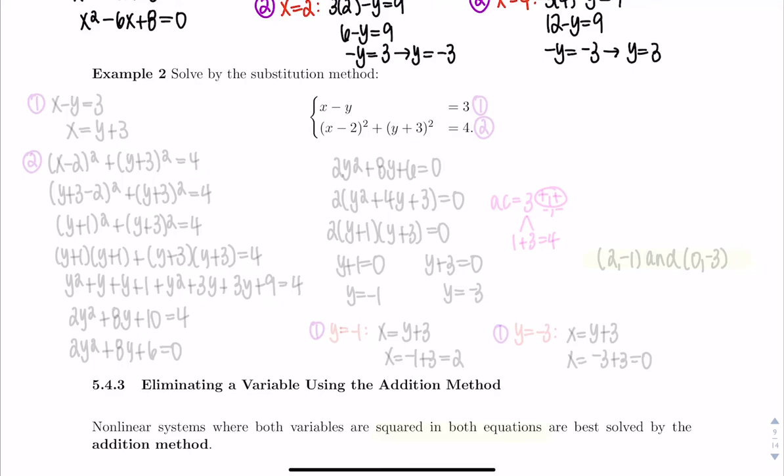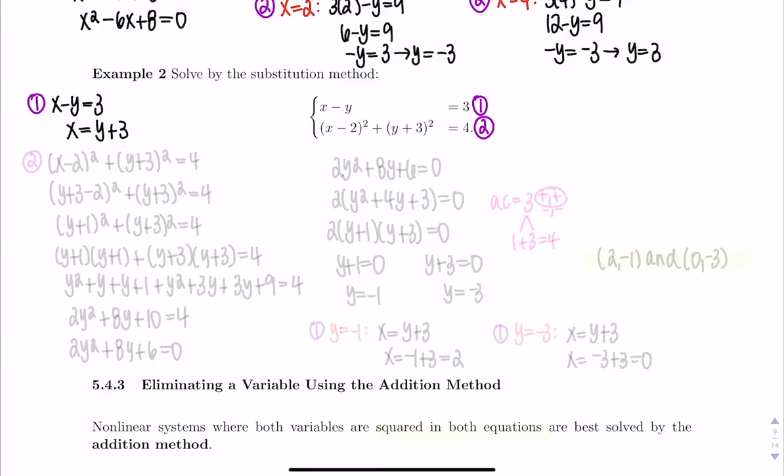Alright, so in this one, same idea. We have x minus y equals 3, and we have x minus 2 squared plus y plus 3 squared equals 4. So let's go ahead and label our equations. Equation number 1 is a linear equation, so we can go ahead and solve this one for a single variable. I'm going to solve for x. And so we get x equals y plus 3.